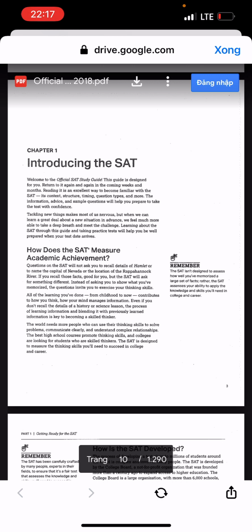All of the learning you've done from childhood to now contributes to how you think, but your mind manages information. Even if you don't recall the details of a history or science lesson, the process of learning information and blending it with previously learned information is key to becoming a skilled thinker. Remember, the SAT isn't designed to assess how well you've memorized a large set of facts. Rather, the SAT assesses your ability to apply the knowledge and skills you need in college and career.